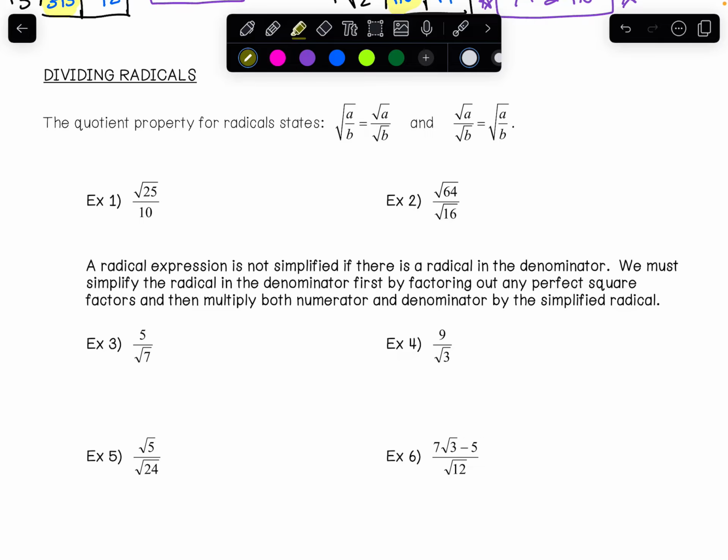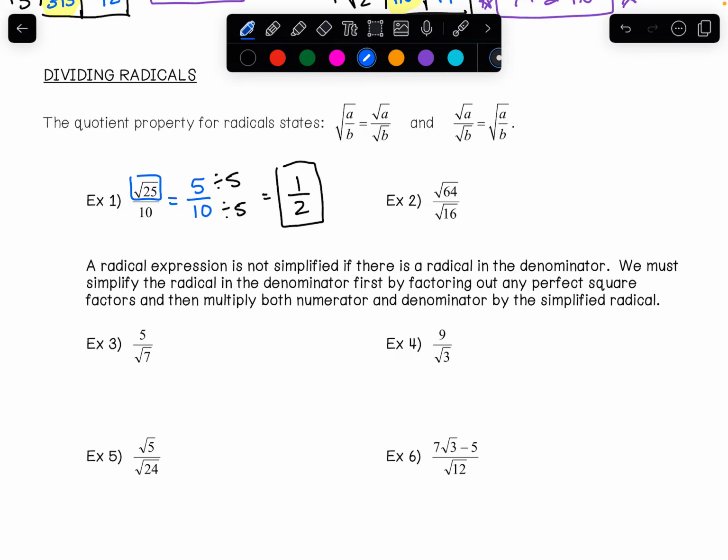Let's look at that in example 1. In example 1, we have the square root of 25 divided by 10. Well, the square root of 25 is a perfect square. The square root of 25 is 5. Can I reduce the fraction 5 over 10? Yeah, I can reduce both the numerator and denominator by 5 and get 1/2 as my answer.